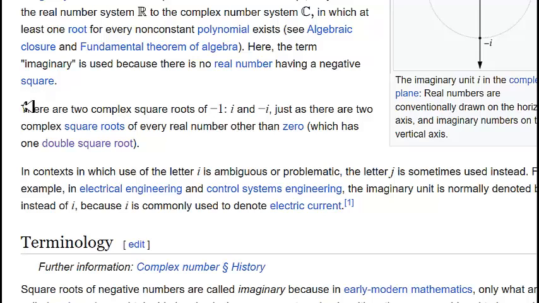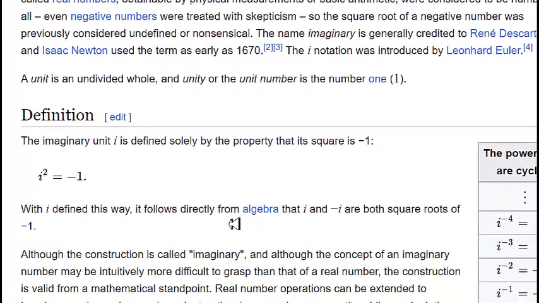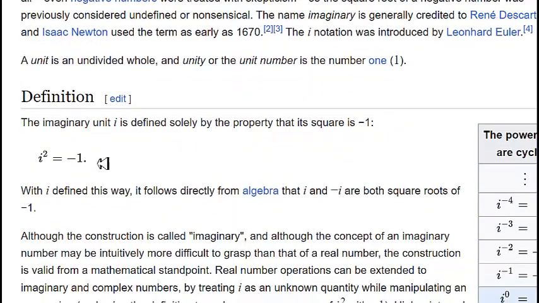So this is literally saying there are two complex square roots. Now notice they're saying complex square roots. This is actually very important. The square root of -1 has two solutions, i and minus i. So when we go down this page a little further, we're going to see this here.